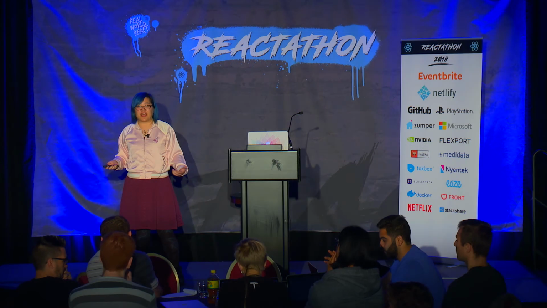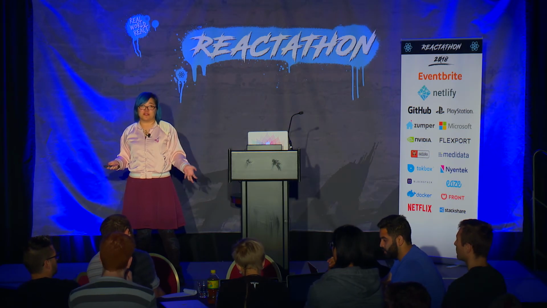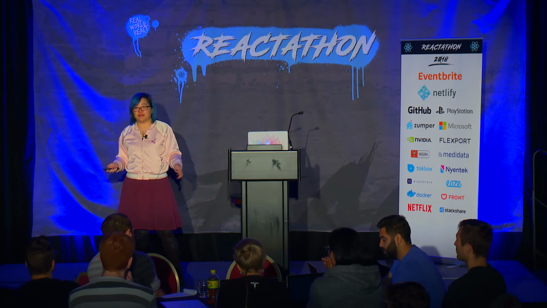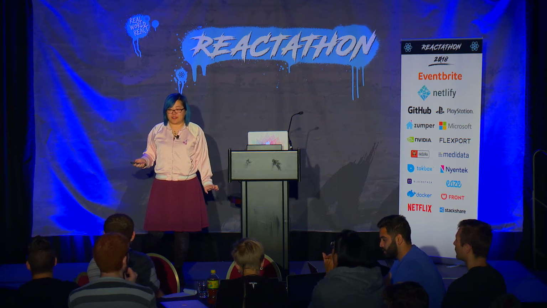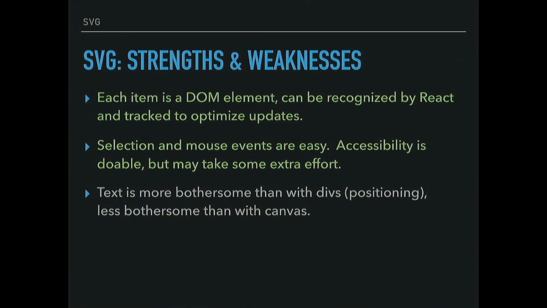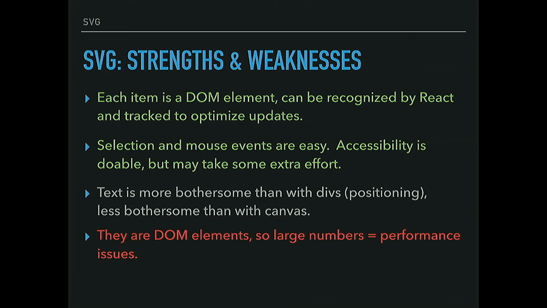Accessibility is also doable for this reason, but it's going to take some extra effort. You're going to have to add the semantic meaning. Like if your circle is a button, you're going to have to let your accessibility tool know the circle's a button. Text is a little more bothersome than with divs because you have to worry more about positioning, but it's less bothersome than it's going to be with Canvas, as we'll see in a bit. Again, the same thing that gives us this strength is also a big weakness. Because they are DOM elements, large numbers will cause you to take a performance hit. We'll see an example in a couple of slides.